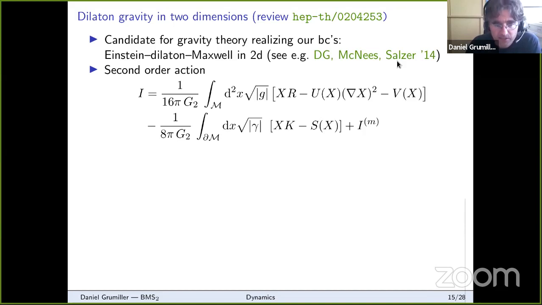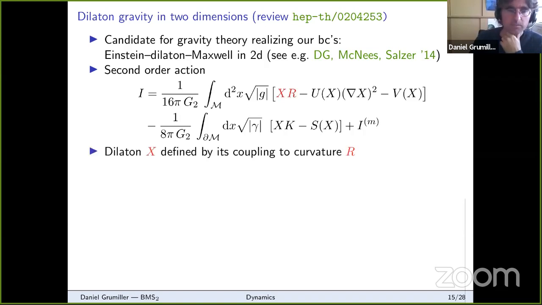Okay, so this is how the second order action looks like for Einstein-Dilaton-Maxwell gravity. So let's unpackage this a little bit. I call it Dilaton X. It's a scalar field, and I define it by its coupling to curvature. There are different conventions that are possible. Usually people write either, the way I'm writing it here, X times R, or sometimes there's a phi squared times R instead, or an e to the minus 2 phi times R. But by redefining the scalar field, you can always bring it into that form.